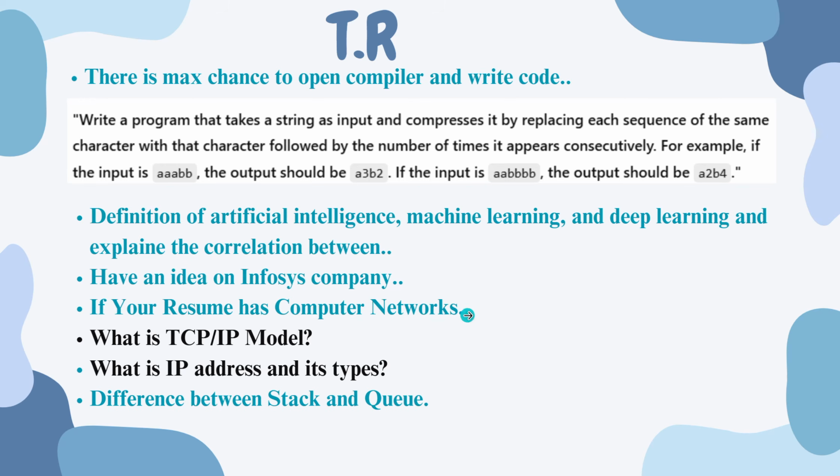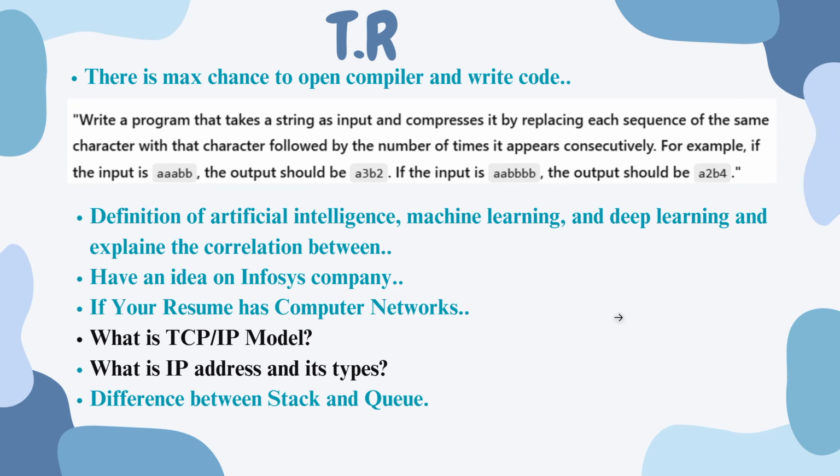And if your resume has computer networks, the TCP/IP model is very important, the OSI layers are important, what is an IP address and its types are also important, and the difference between stack and queue, last in first out, first in first out, in which case do you use them, and linked list pseudocode, hash map pseudocode. Okay, and types of linked lists like circular linked list, how do you add and how do you delete the elements?